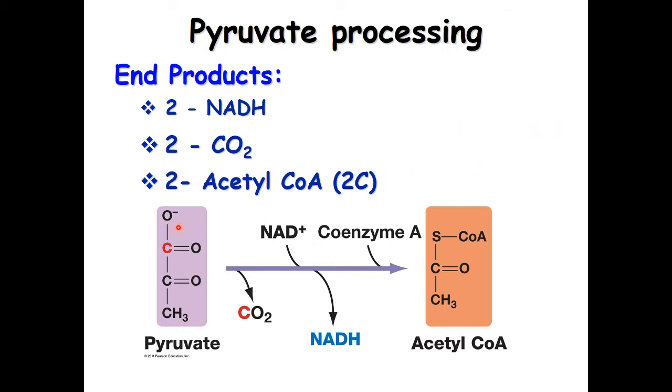In this step, you break 3 carbon into 2 carbons. So we only have 2 carbons left. So the input for pyruvate processing is, of course, pyruvate. You'll have NAD+, right? You have coenzyme A. So these three are your inputs. And what comes out? You have CO2 that comes out. You have NADH. And then, of course, you have acetyl-CoA that comes out. So these are your outputs.